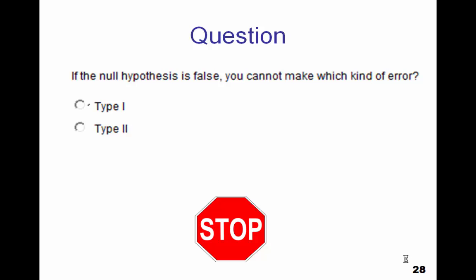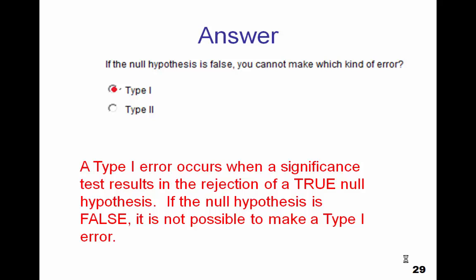The null hypothesis is false. You cannot make which kind of error? Stop the video and answer the question before looking at the solution on the next slide. A type 1 error occurs when a significance test results in the rejection of a true null hypothesis. If the null hypothesis is false, it is not possible to make a type 1 error.